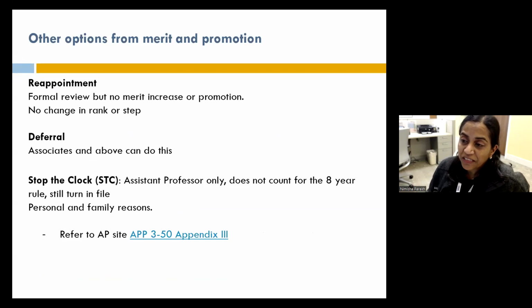Now, other options, a lot of this doesn't apply for HS, but it's important to know in case you did want to do this, you can just go for a reappointment, meaning you do a formal review, but you don't increase your merits, you don't increase your step, or you're not going for promotion. So basically, there's no change in rank or step. You can defer. That can only be done at the associate or full professor level. And then for assistant professors, you can stop the clock. And we had a lot of this during COVID. If you have personal or family reasons, this is another option as well. And you can refer to this appendix.